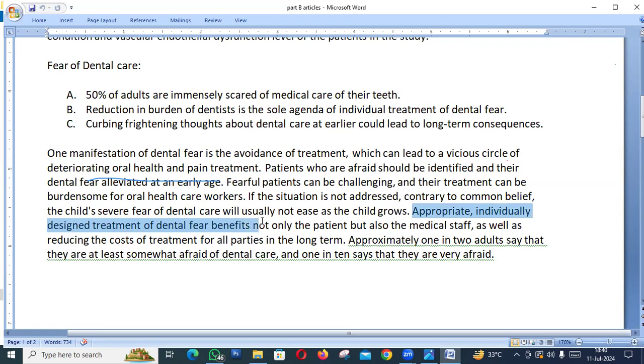Benefits not only the patients, but also the medical staff, as well as reducing the cost of treatment for all parties in the long term. So reduction in the burden of dentists is the sole agenda of individual treatment of dental care. The agenda means purpose, reason. Is the only reason.